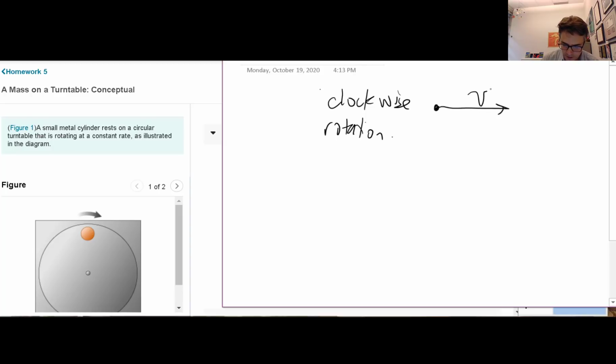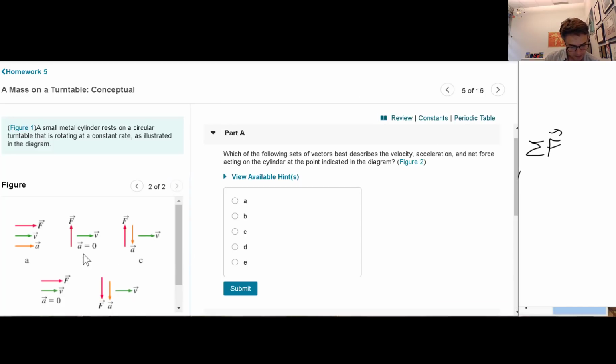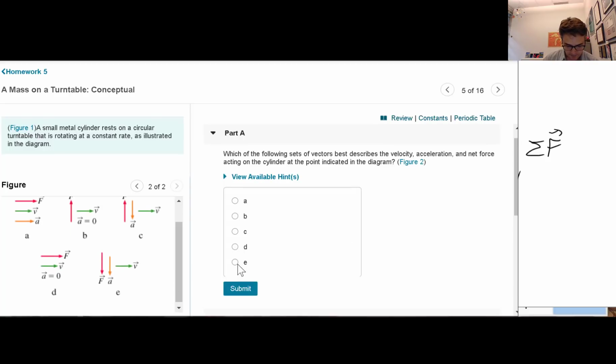So that means the velocity is to the right. It means that the radial acceleration is down because it's going at a constant rate. And that means that the net force, the sum of all the forces, is also down. So let's look for that. Where is it here? Yeah, so this should be E. Correct.